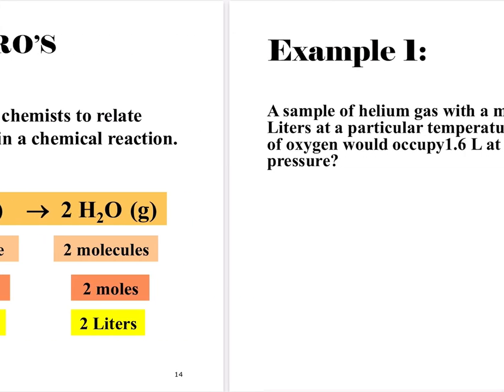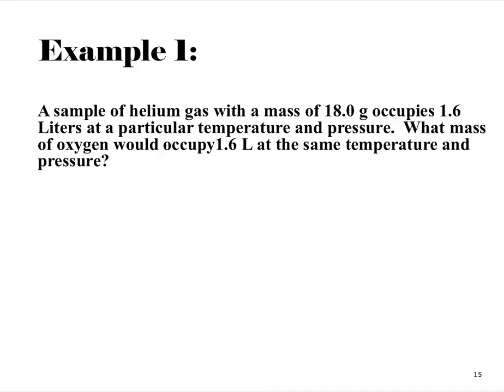Okay. All right, so let's look at this example. We have a helium gas, right? So now we're putting it in terms of mass: 18 grams occupies 1.6 liters at a particular temperature and pressure, right? So we're saying it has a volume at this temperature and pressure. What mass of oxygen would occupy 1.6 liters at the same temperature and pressure, right? So this is what Laura was asking.